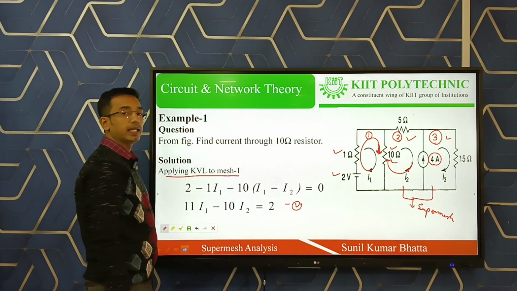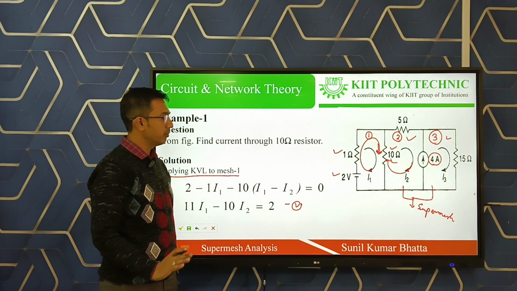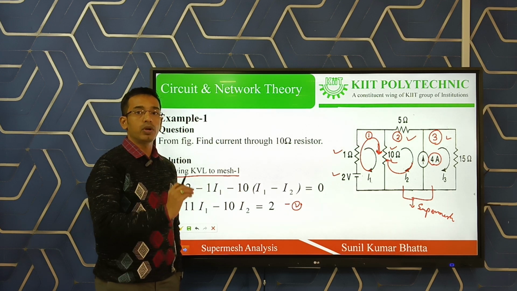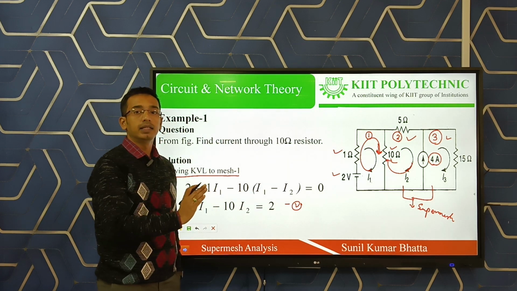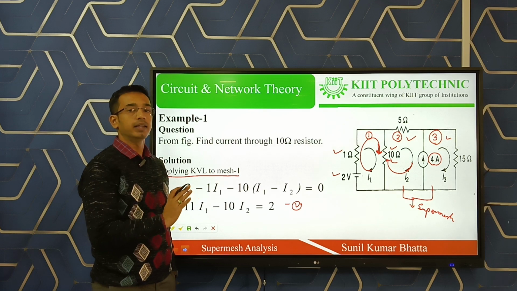So the first equation means the mesh which is not a super mesh, for that mesh the equation is written by applying KVL.